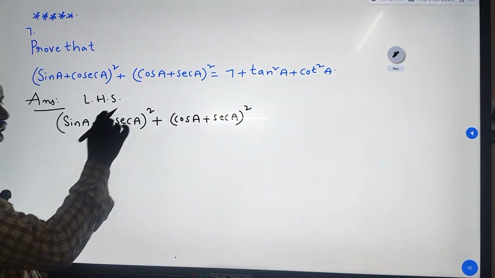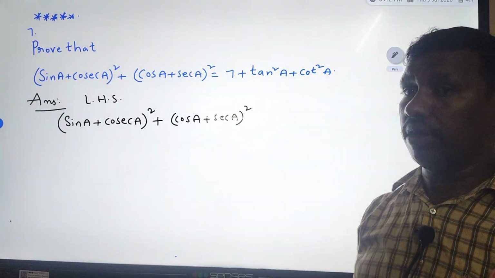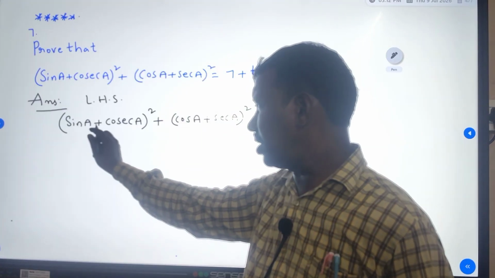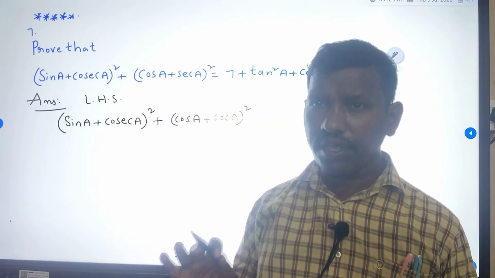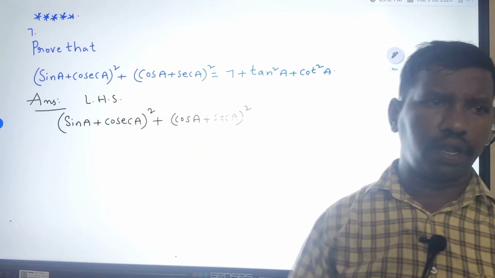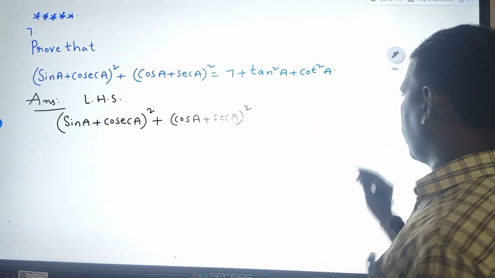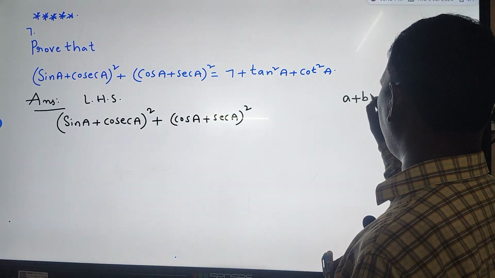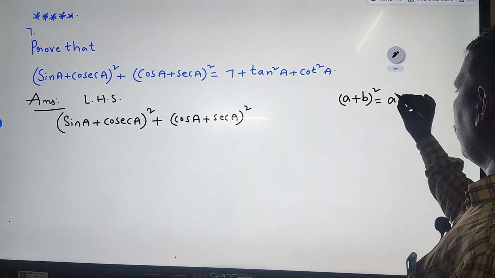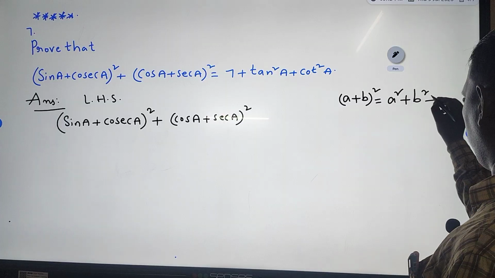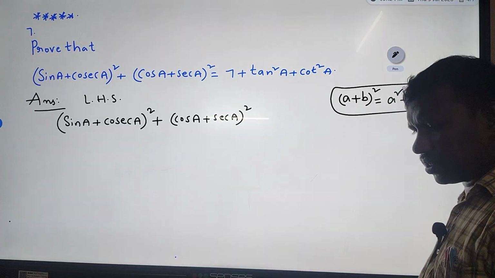Sin A plus cosec A whole square, it is in the form of which formula? This is A, this is B. A plus B whole square. Which formula? Anyone stand up and tell me the formula for A plus B whole square. A square plus B square plus 2AB. Come on, tell me. A square plus B square plus 2AB.